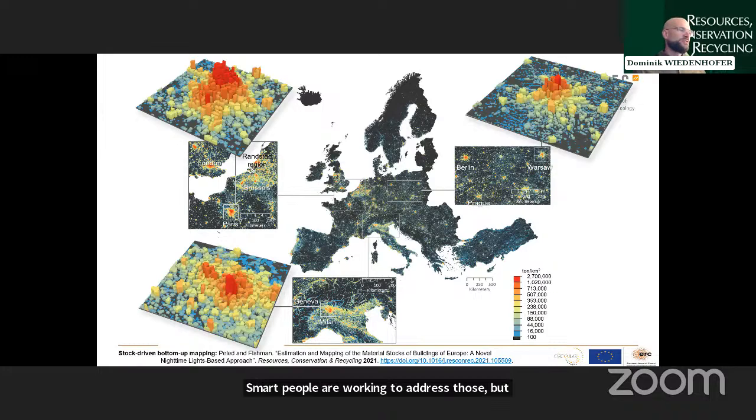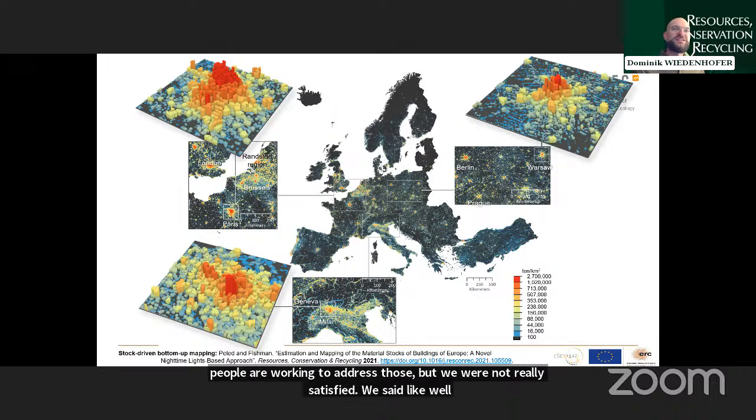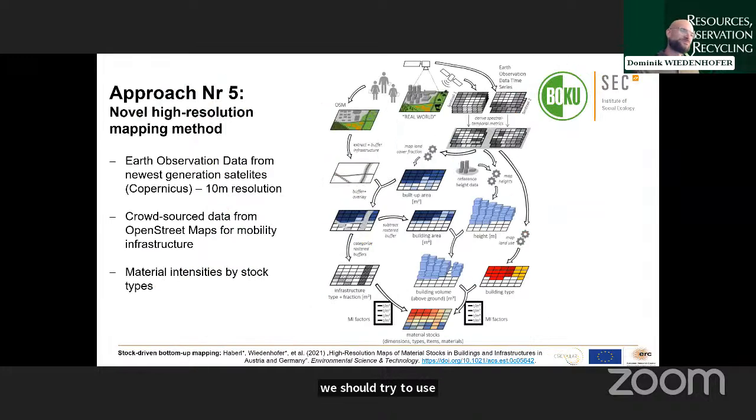We said, well, the European Union spent a lot of money to bring up the new Copernicus satellite mission. We should try to use that. And now, finally coming to what I'm actually doing myself, we developed a new method drawing on this newest generation of satellites from the Copernicus mission, which actually give you data at 10-meter resolution and globally. With this kind of information, you can do a lot of things, and you can also map out all the sealed surfaces on the planet. You can use radar information to derive building heights. And if you bring in typologies of buildings and material intensities, you actually get a map of material stocks over very large areas. So this was the original paper where we developed this.